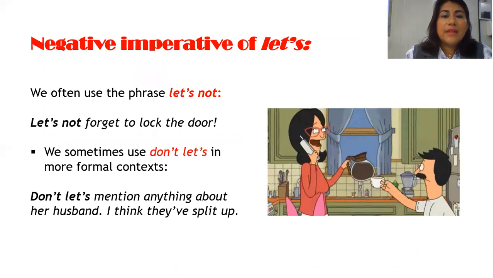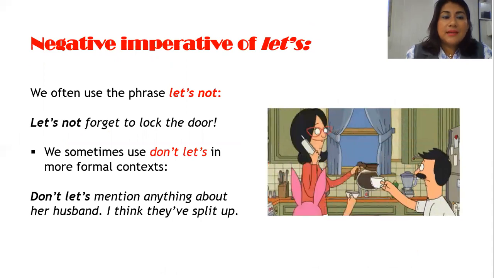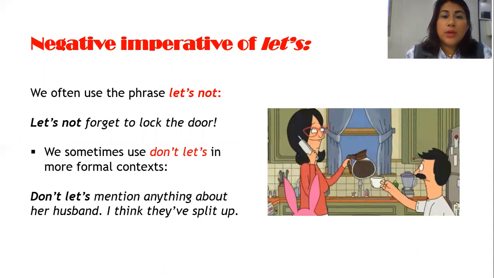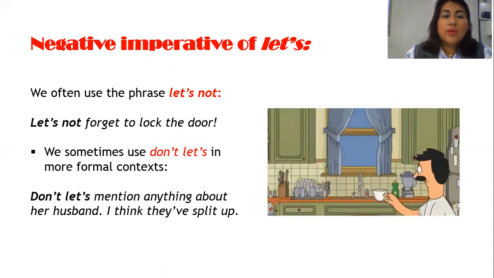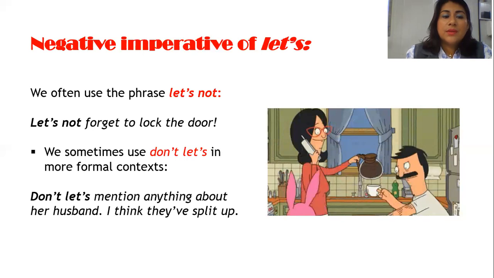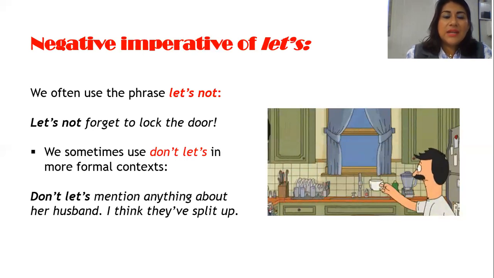Negative imperative of let's. We often use the phrase let's not: Let's not forget to lock the door. We sometimes use don't let's in more formal contexts. Don't let's mention anything about her husband. I think they've split up.